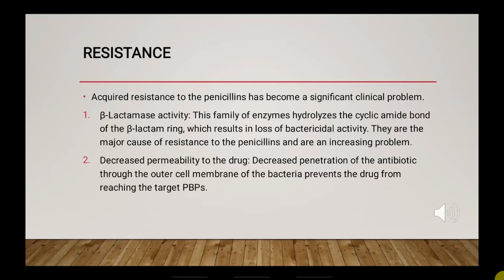But we have two problems with the penicillin. The development of resistance, it's problematic. And the second problem is hypersensitivity, some patients who are allergic to penicillin.